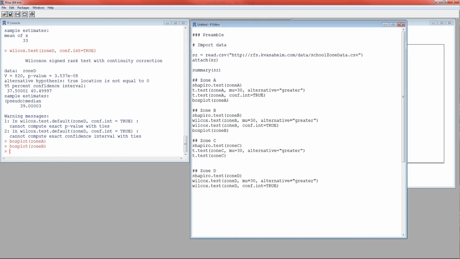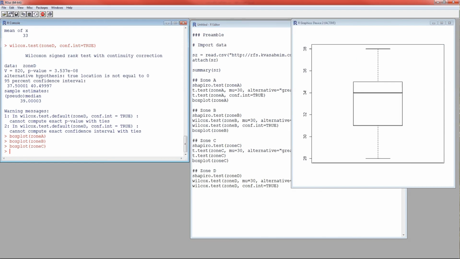Zone C. No outliers, but it looks negatively skewed. Remember, the thick bar is the median, so the distance between the median and the bottom is longer than the median to the top. Looks a little skewed, not much. Remember, in zone C, the speeds did not violate the assumption of normality. Believable by looking at the box plot.